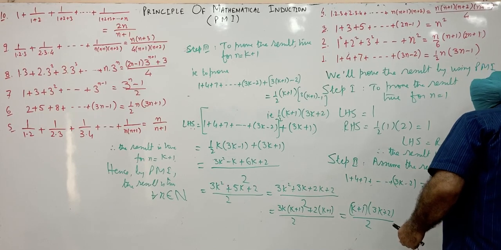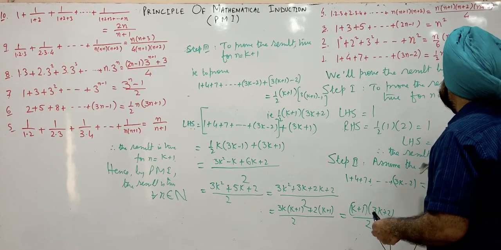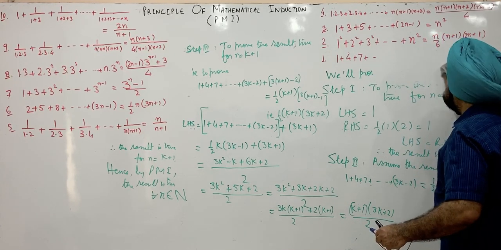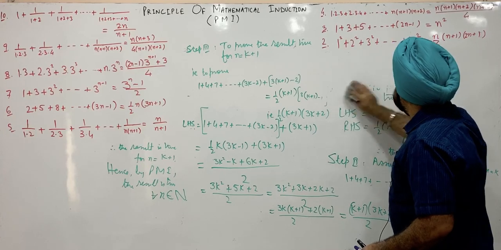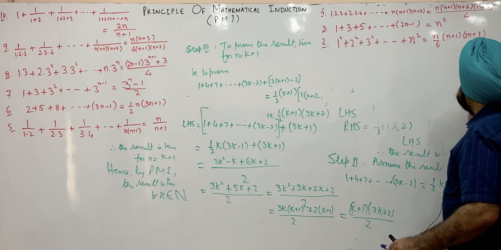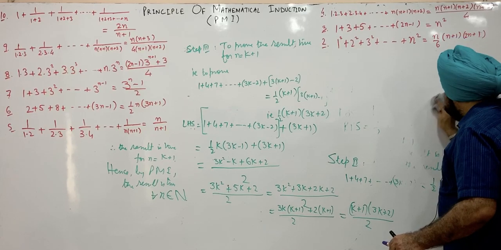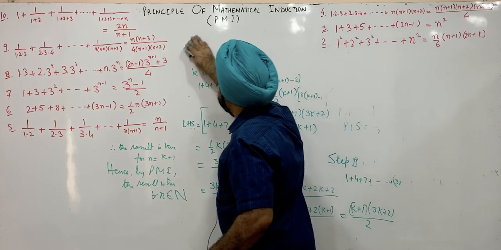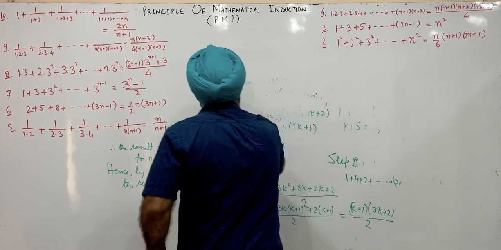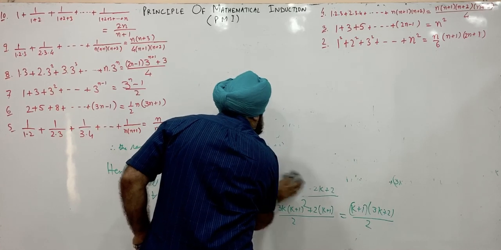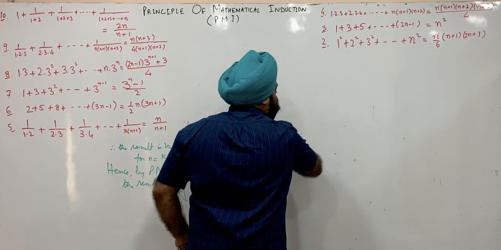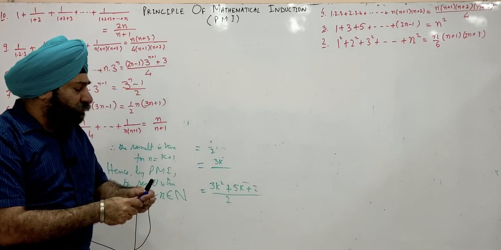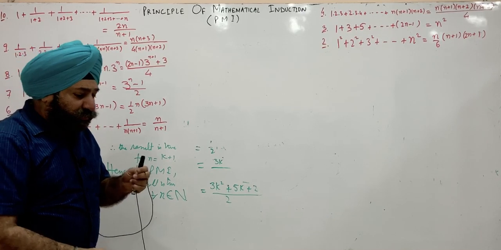The next one, we have to prove sum of squares of first n natural numbers. That's 1 square plus 2 square plus 3 square and so on up to n square. This is equal to 1 by 6 n into n plus 1 into 2n plus 1. Method remains the same. We will prove the result in 3 steps.